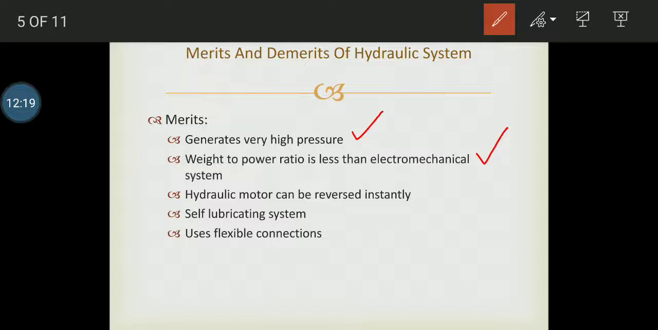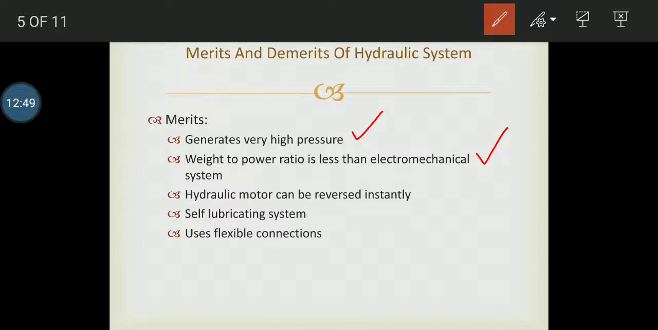It is going to generate about 3 to 4 times, or in some machines even 5 to 6 times, the power as compared to the weight of the system. It can even lift a machine or a component which is 5 to 6 times its weight. So it is easily able to lift that part and move it to some other place.